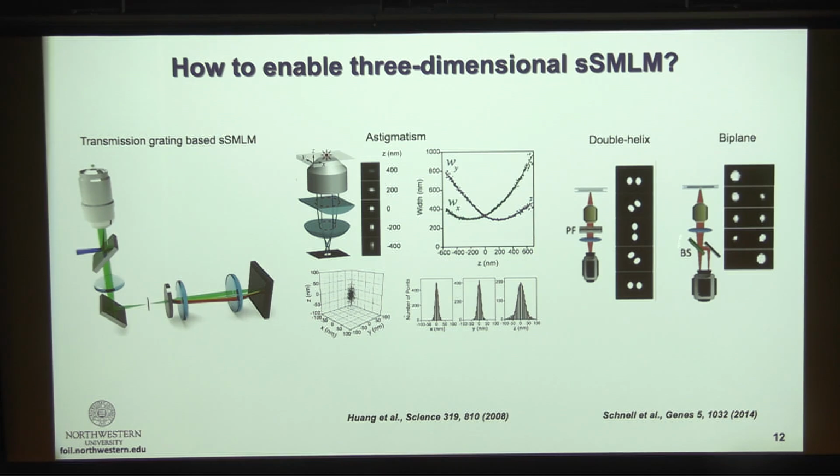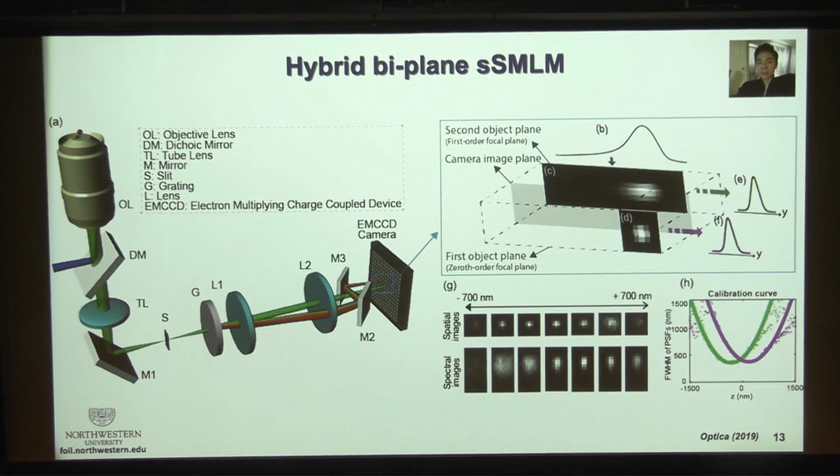Another very popular design is the biplane design. The biplane design has two imaging planes from two different optical imaging paths, and the camera is actually in the middle. By distorting the imaging plane, we can back calculate by comparing the relative size of the same point spread function. But there is a calibration process associated with that.